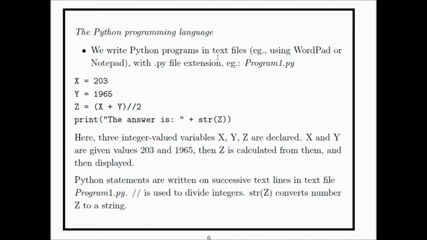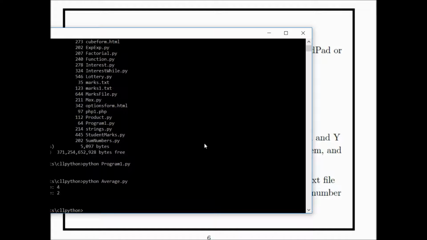We write Python programs in text files, and you could just use a simple text editor like WordPad or Notepad, and these are files which have a .py file extension. An ordinary text file will have a .txt extension, a Word file will have a .doc or .docx extension, and so on. Well, Python files have a .py extension, and this tells the computer what kind of file it is.